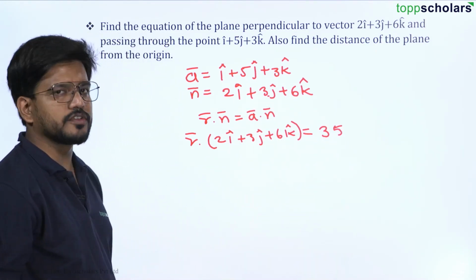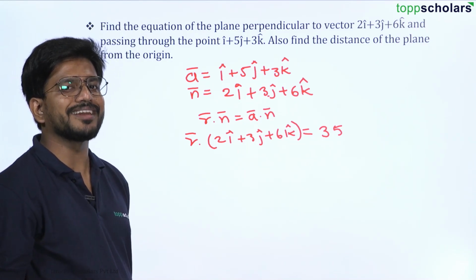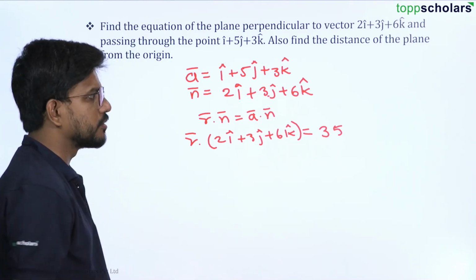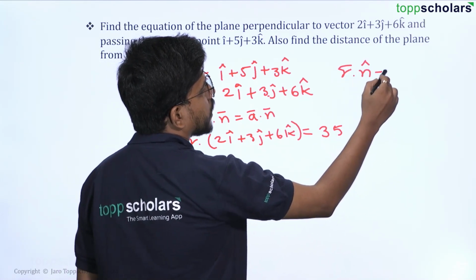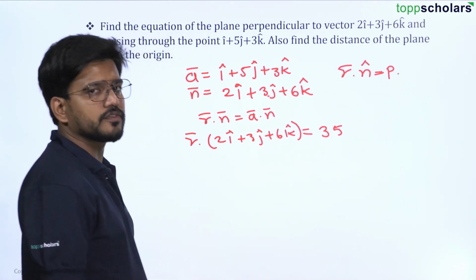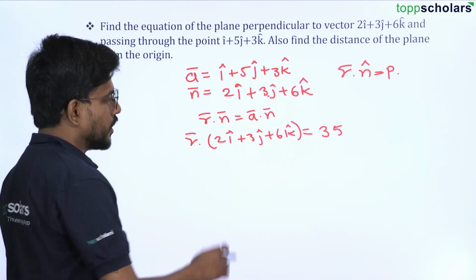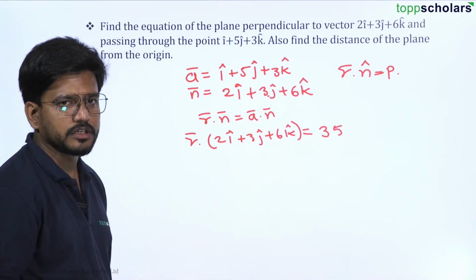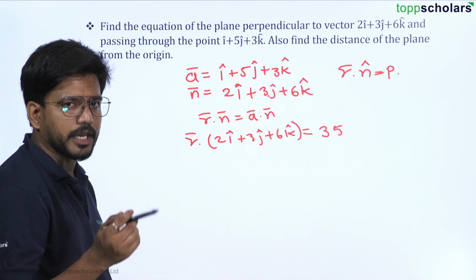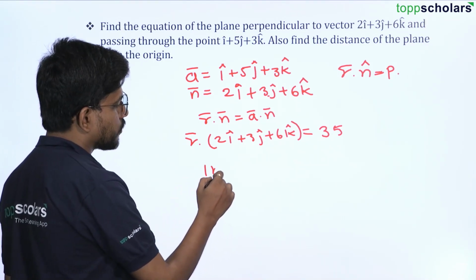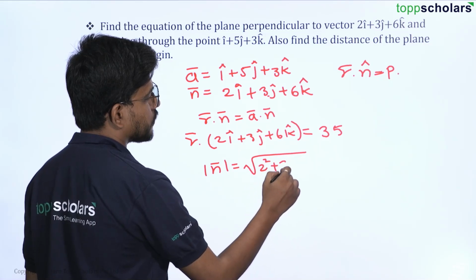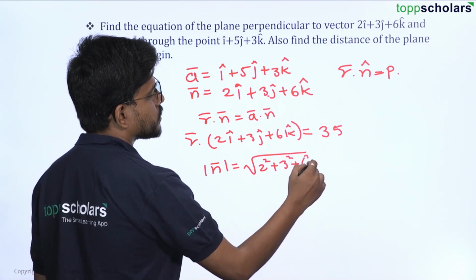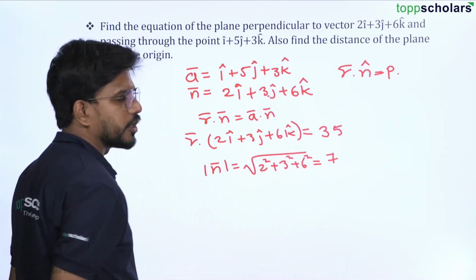Now the problem with this equation is that it does not give me directly the distance of the plane from the origin. But if I have this kind of equation r bar dot n cap, then the right side is p, where p is the perpendicular distance from the origin. Right, now I don't have n cap over here. Now in order to have n cap, I need the magnitude of n bar. So what is the magnitude of n bar? It is simply under root 2 square plus 3 square plus 6 square, which is nothing but under root 49, which will be equal to 7.